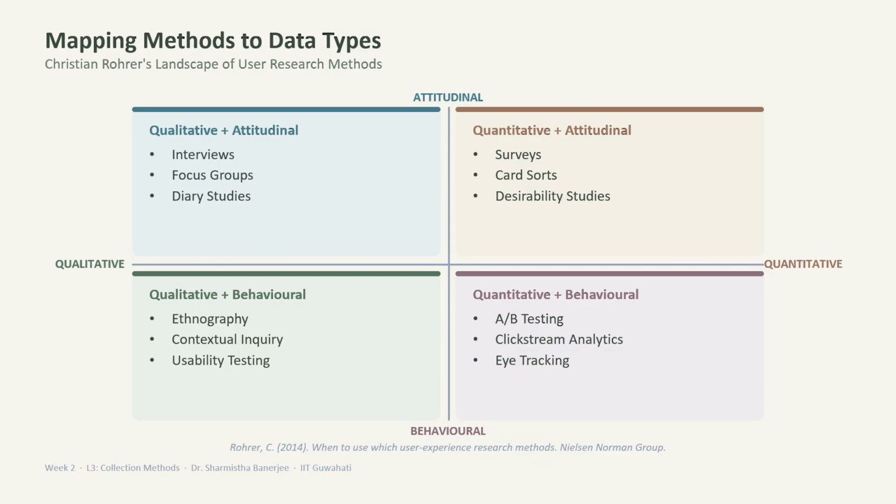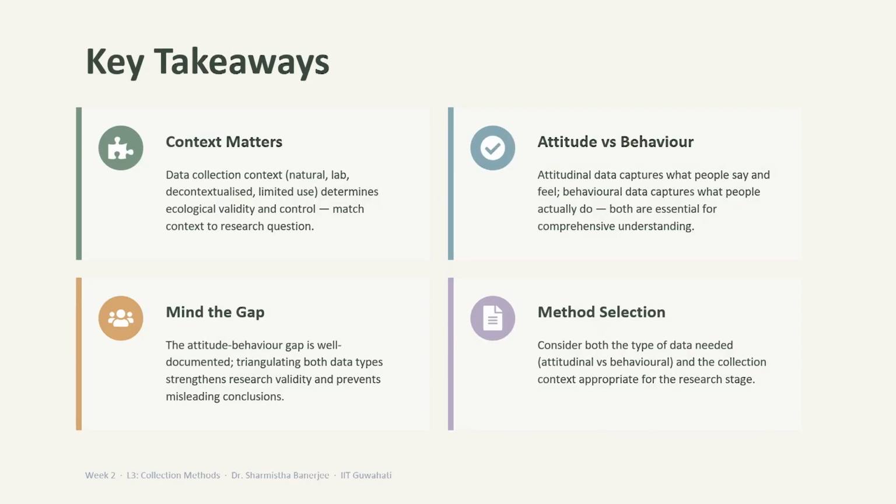So we have already discussed this in one of our previous lectures. If you are looking at the map, I will put behavioral and attitudinal on the y-axis, qualitative versus quantitative on the x-axis, and there are different methods which can go into each one of these quadrants, and I select my method accordingly.